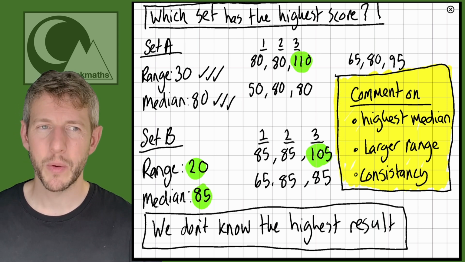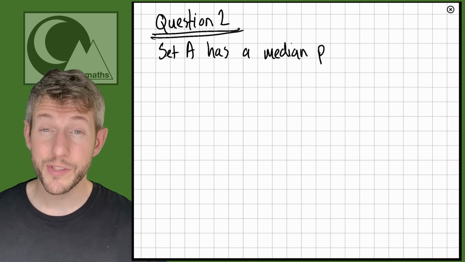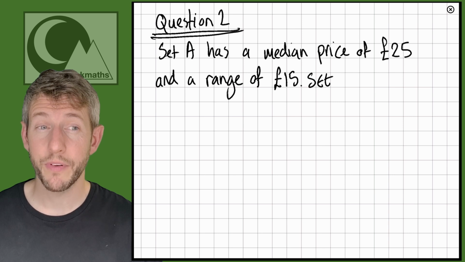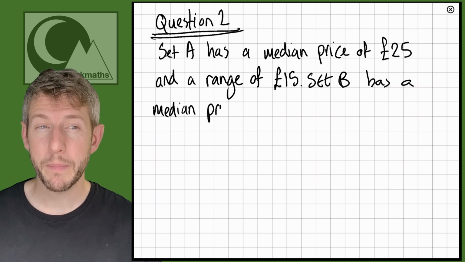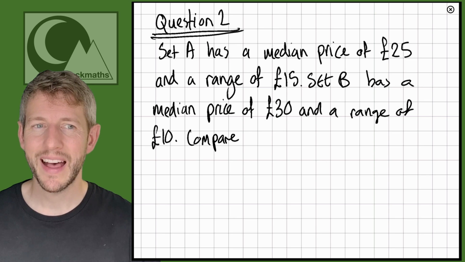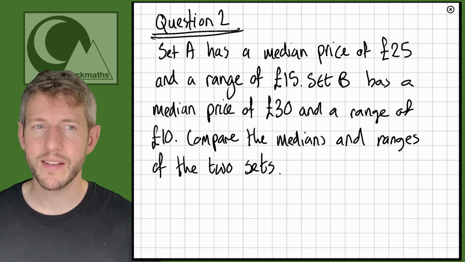Okay, let's have a look at another question. So here we go. We've got question 2 here, and it says set A has a median price of £25 and a range of £15. Set B has a median price of £30 and a range of £10. Compare the medians and ranges of the two sets.